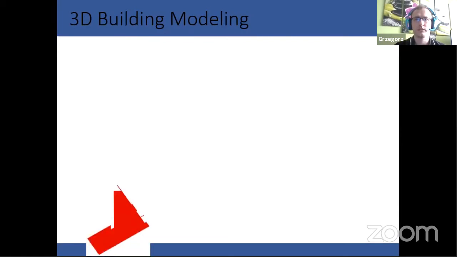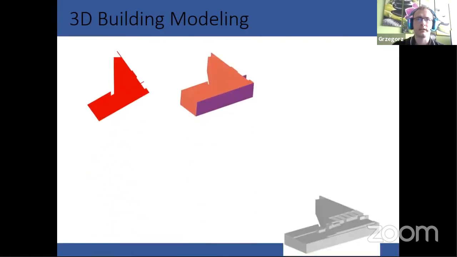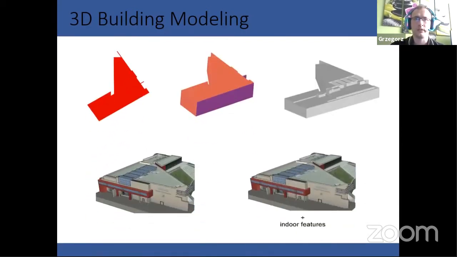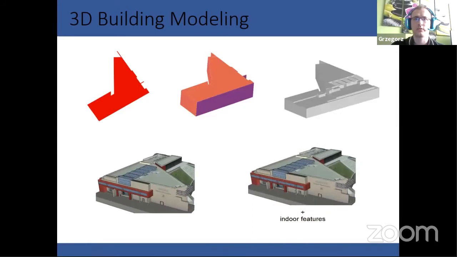At the beginning, I'd like to remind the types of level of detail. LOD0 is the contour of the building, a footprint. LOD1 is the extruded LOD0, a box. LOD2 includes roof shapes. LOD3 additionally provides information about architectural details of facades, while LOD4 contains LOD3 with indoor features.